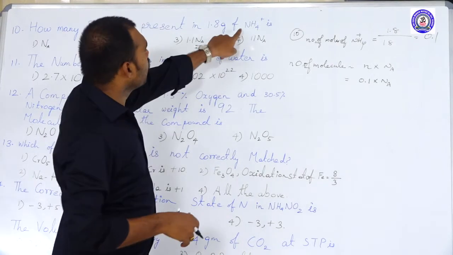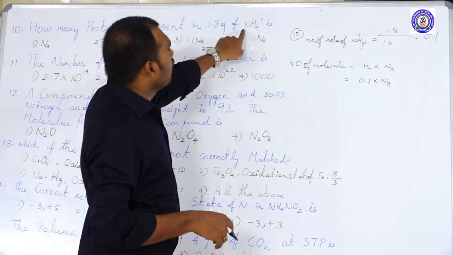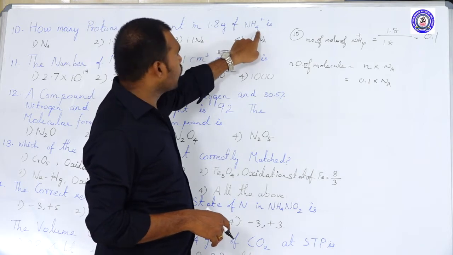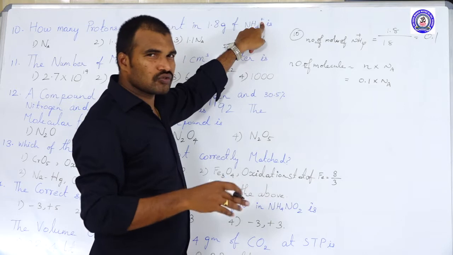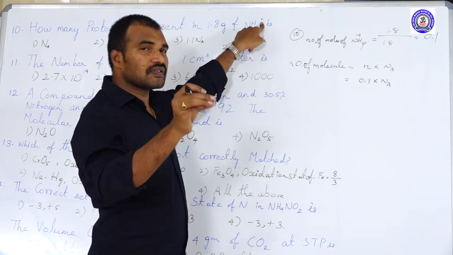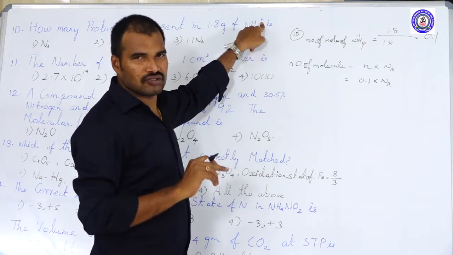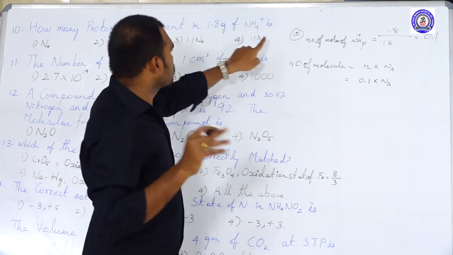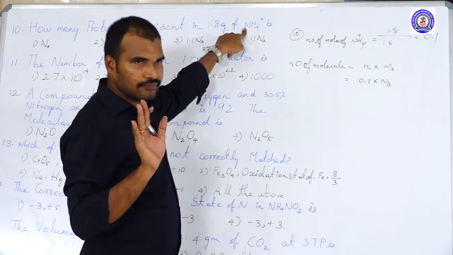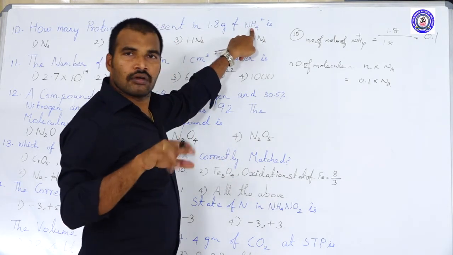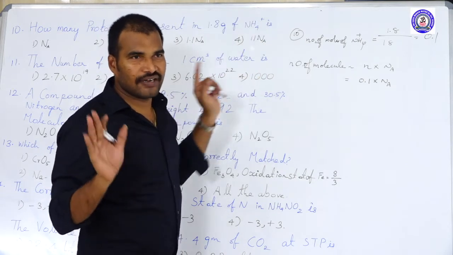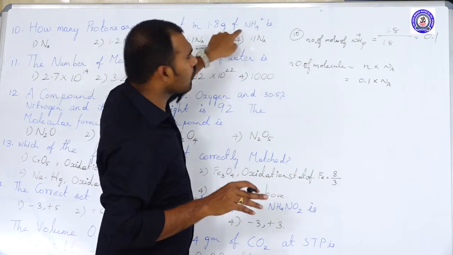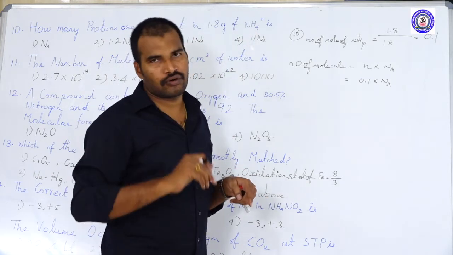Okay, now ammonium ion here, it has 1 nitrogen and 4 hydrogens. And this positive charge or negative charge represents the number of electrons, not protons. Protons remain the same. So nitrogen has 7 and hydrogen each one having 1, 4 ones are 4, 7 plus 4, 11. That means each molecule of ammonium ion has 11 protons.